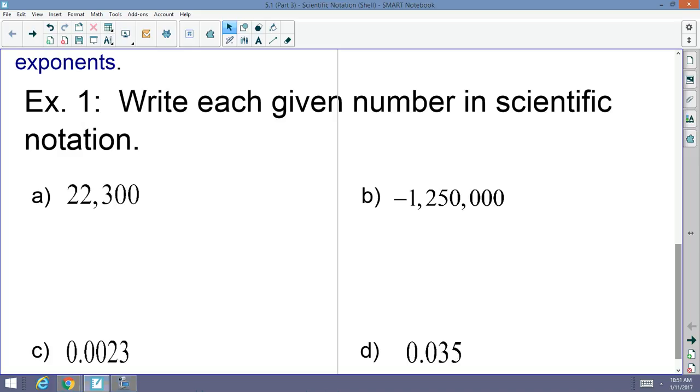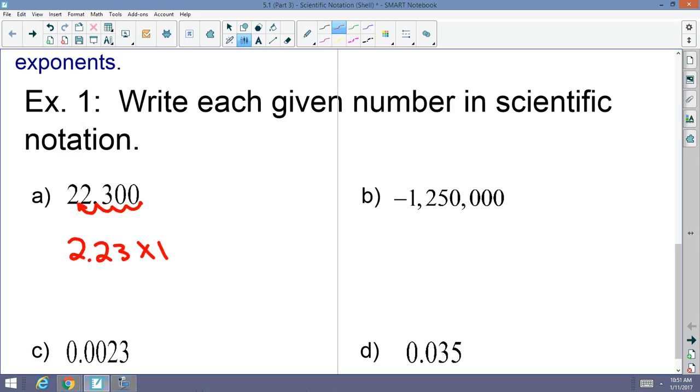So here, I got 22,300. I need to make this a number between 1 and 10. So I am going to find my decimal, which is always at the right of any number unless specified elsewhere. And I'm going 1, 2, 3, 4 to the left. So this is 2.23 times 10 to the 4th power. Now, this is where the whole left-right thing can potentially confuse you. Whenever I'm going from standard form to scientific notation, if I go to the left, I'm using positive exponents. Sometimes we forget this. So this is how I remember.